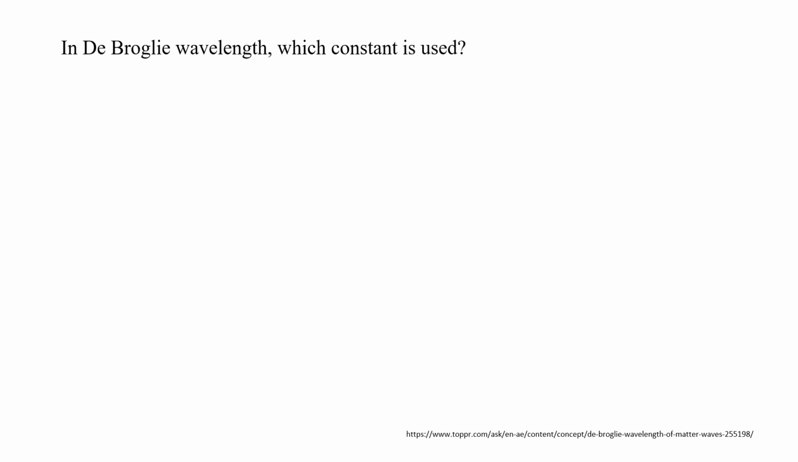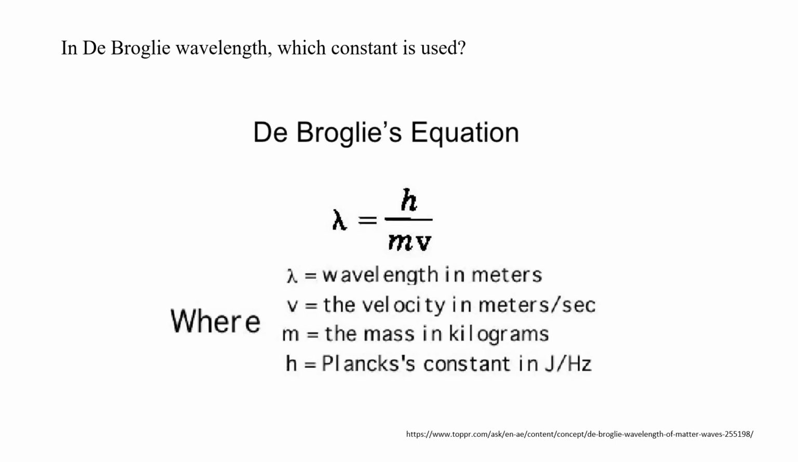In de Broglie wavelength, which constant is used? De Broglie wavelength is usually represented by the symbol lambda. For a particle with momentum p, which is also denoted as mv, the de Broglie wavelength is defined as lambda is equal to h divided by momentum, that is p or mv. Here h is the Planck's constant.